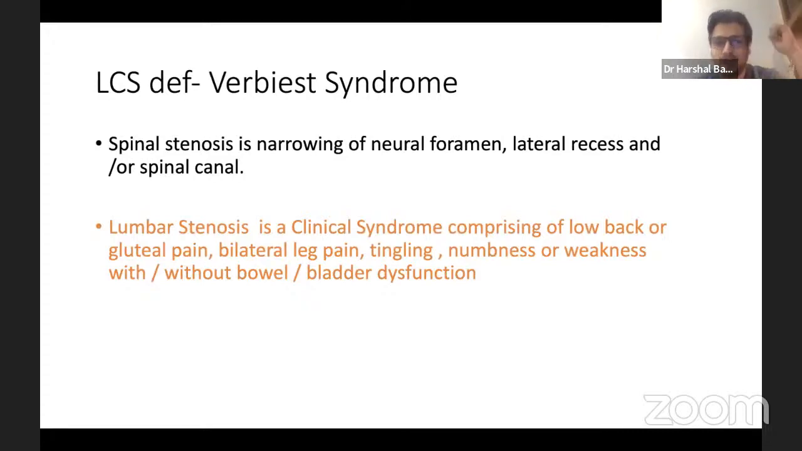Stenosis itself means narrowing, and spinal stenosis is actually narrowing of a neural foramen, lateral recess, and/or spinal canal. But for us clinicians, lumbar canal stenosis is a clinical syndrome. It comprises low back pain and gluteal pain, bilateral lower limb pain, tingling, numbness, or weakness, with or without bowel and bladder dysfunction or sphincter dysfunction. The most classical presentation includes neurogenic claudication, which we'll go through. There are other definitions, which are radiological definitions, but they are predominantly more for academic purposes than clinical purposes.